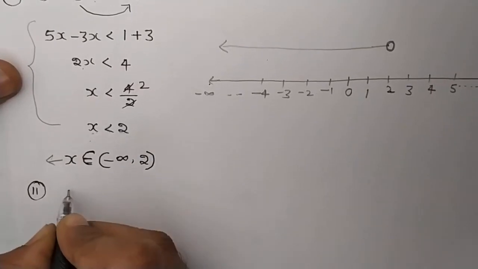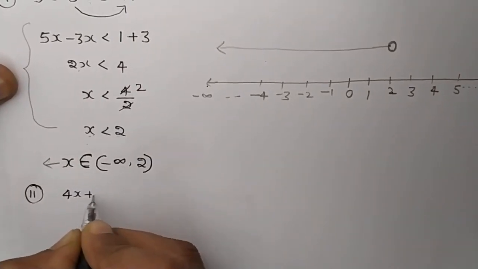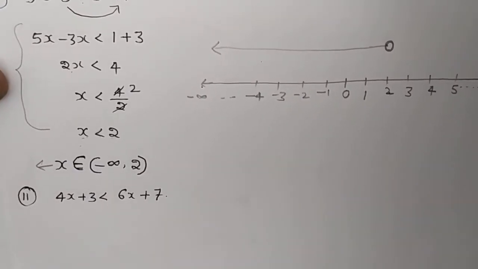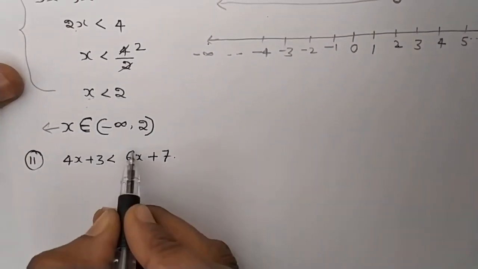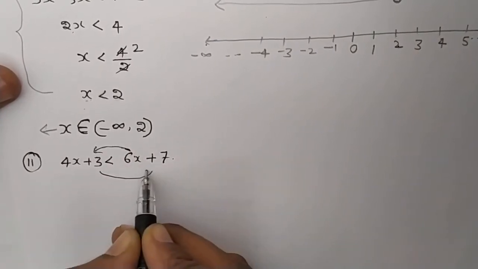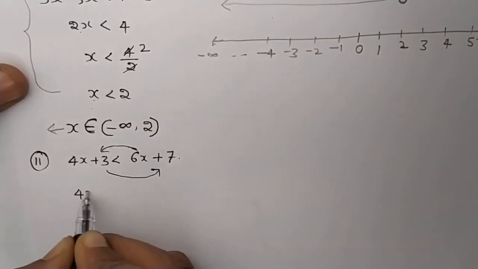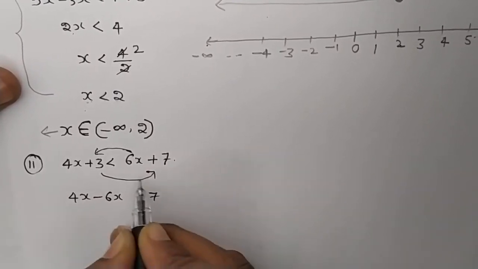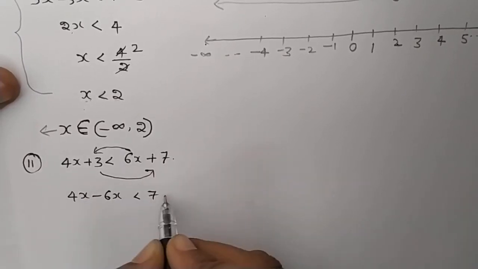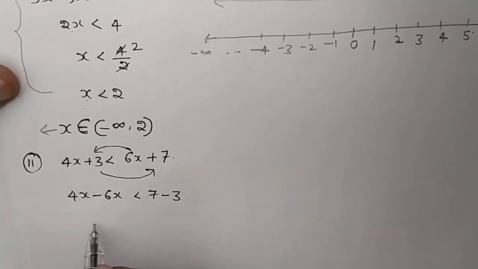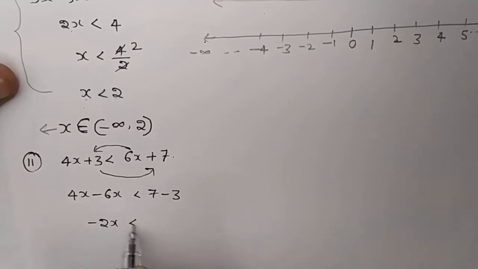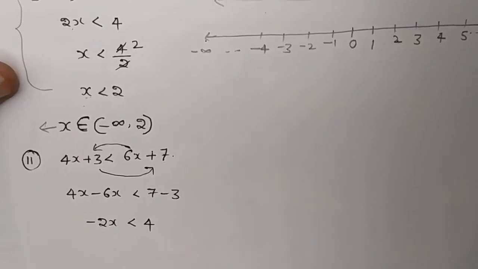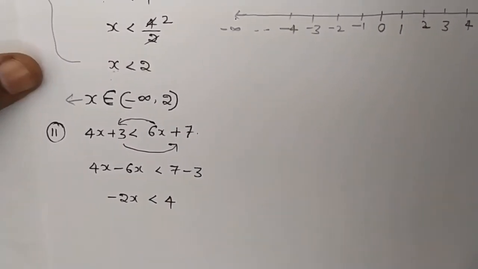Next problem, 4x plus 3 is less than 6x plus 7. Okay, let us solve. Take this 6x to the left, send this 3 to the right. Then 4x minus 6x is less than 7 minus 3. 4x minus 6x is how much? Minus 2x is less than 7 minus 3, which is 4. Minus 2x is less than 4, right?